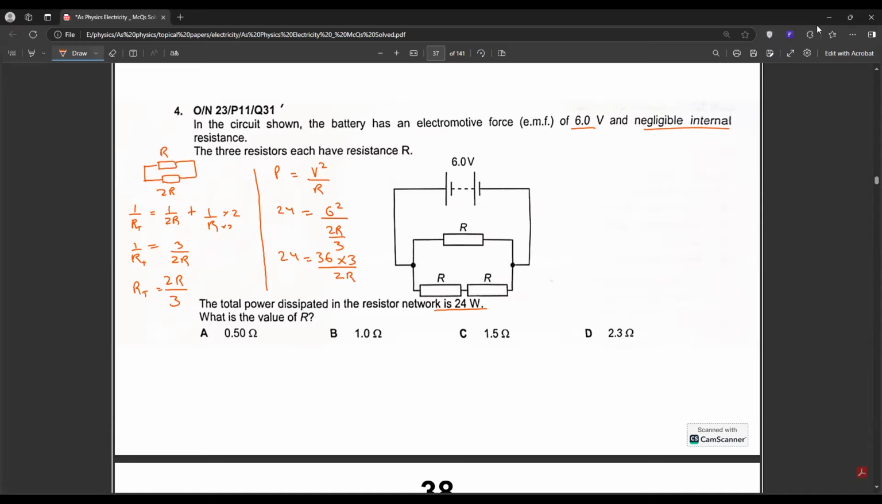So how to calculate R? Very, very easy. Take R to the other side, bring 24 to the denominator. R is equals to 36 into 3 divided by 24 into 2. This becomes 3, this becomes 2. And 9 over 4 should be your answer. 9 divided by 4, 2.25 ohms, that is 2.3 ohms. D is your answer. Let's further move ahead.